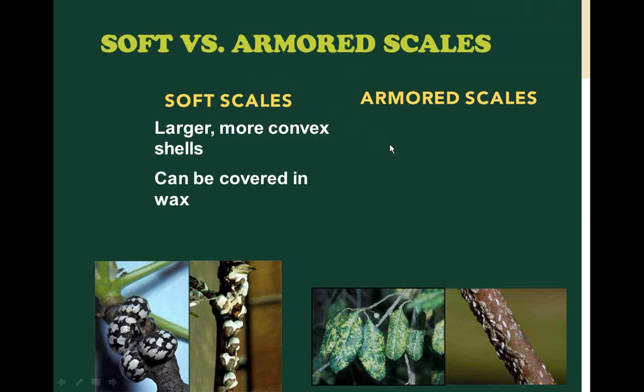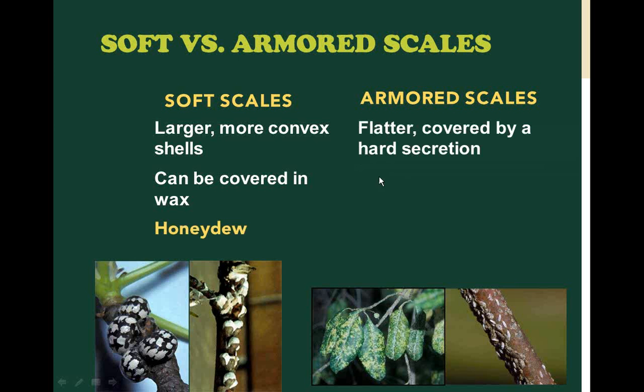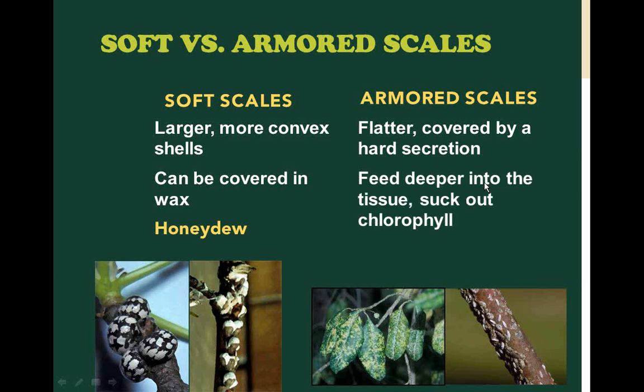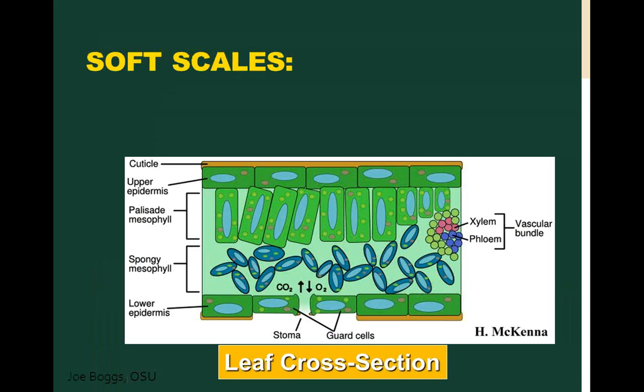and they are more fleshy, let's say, than the armored scales. Again, they can be covered in wax, and they also produce honeydew, and we're going to learn why that is in a few seconds. The armored scales, of course, are flatter and harder, and they actually feed deeper into the tissue, and really what they do is they suck out, they don't feed on the sap, they suck out chlorophyll and plant parts. And so the difference between the two is one produces honeydew, the soft scales, and the hard scales produce no honeydew.